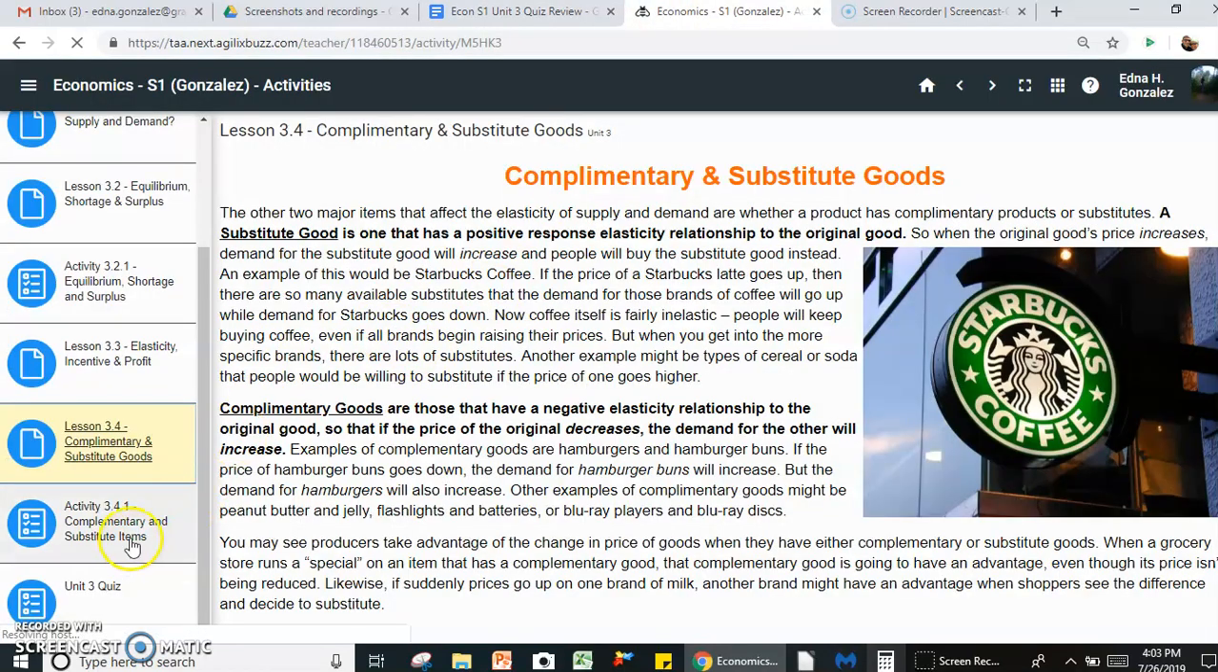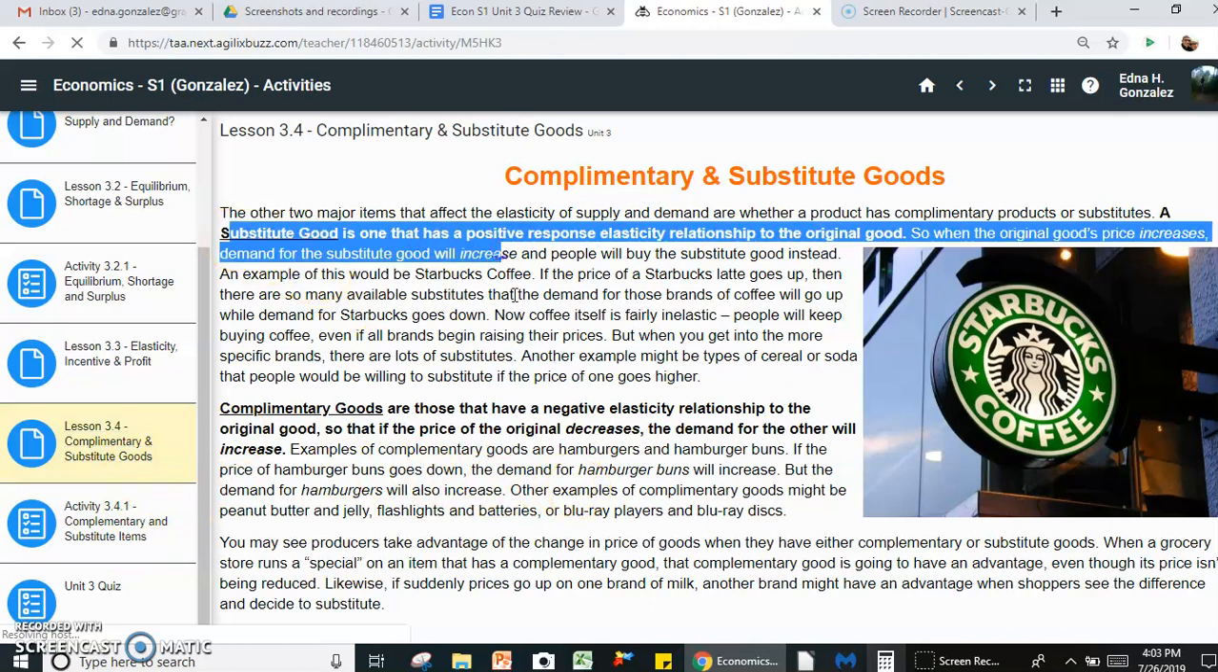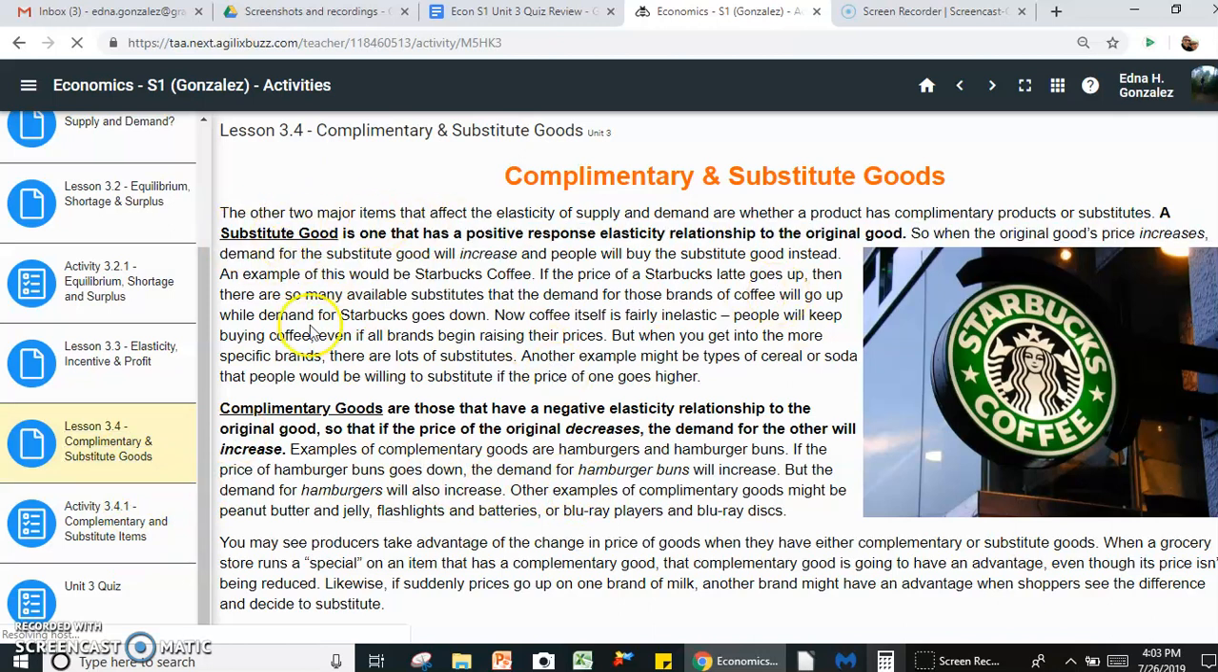So if I were to go here to complementary and substitute goods, it defines it, and then it also gives an example of a substitute good is, let's say Starbucks here. So you need to not just say Starbucks, but you need to give an example of how Starbucks is a substitute good. And a complementary good, we talk about hamburgers and buns, demand for buns going down. So make sure that you review those lessons.